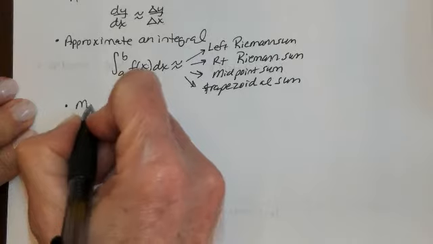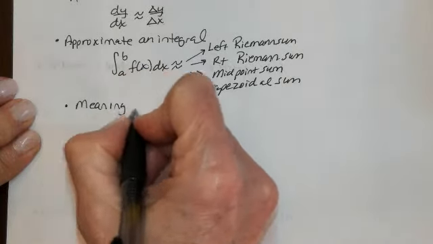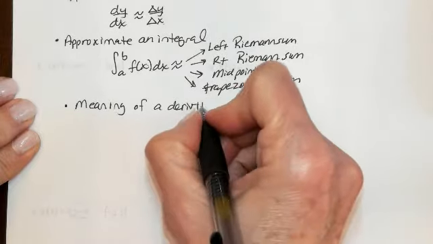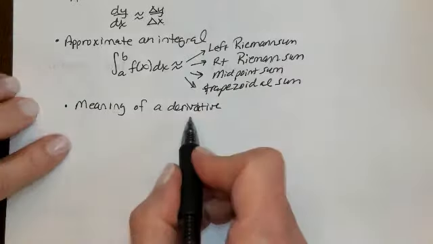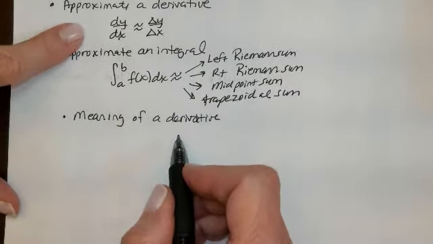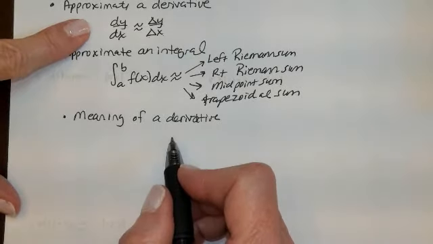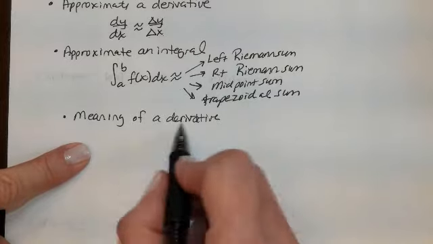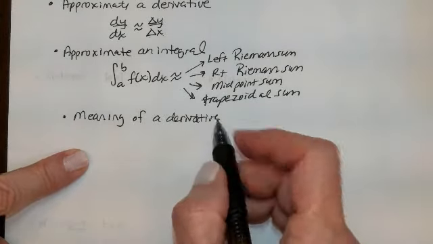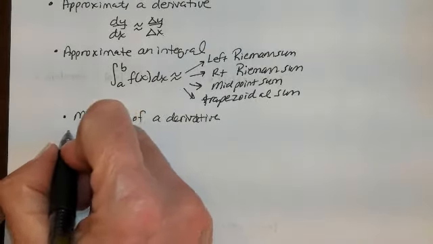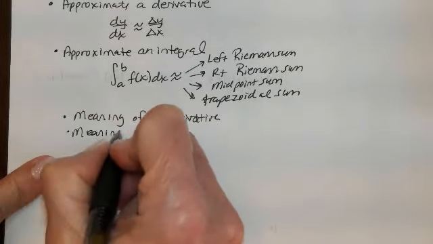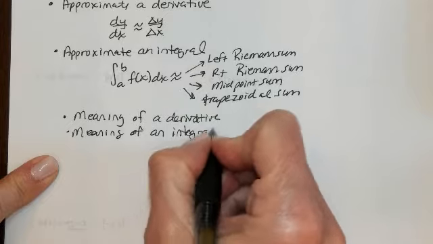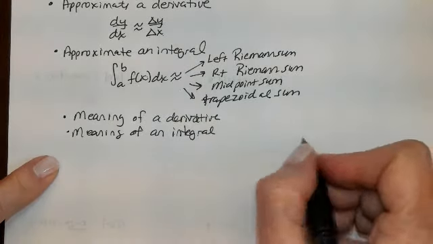They might ask you to state the meaning of a derivative. They usually combine the meaning with your approximating the derivative. They'll say approximate it and then state the meaning of it. Sometimes they pose it like that. And you want to give this meaning in the context of the problem. Also the meaning of an integral. Okay? They might ask you that.